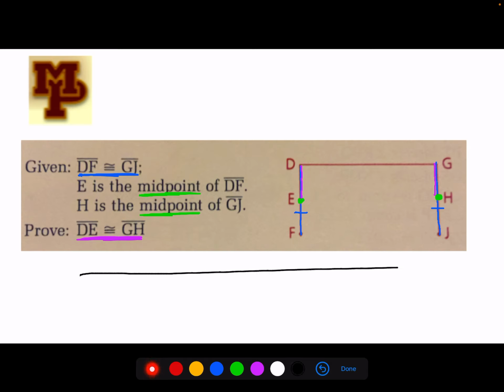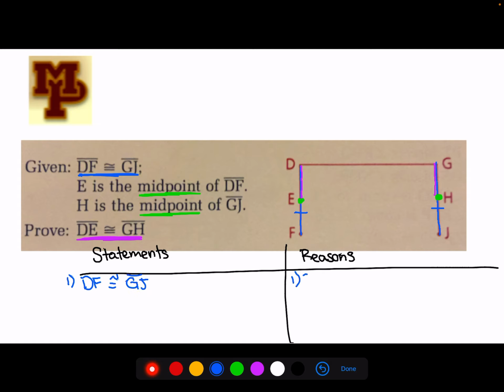So if we write up our proof, we have statements, reasons, and our first couple statements will be what's given to us. So number 1, DF is congruent to GJ. That's given. And then also E is the midpoint of DF. And H is the midpoint of GJ.